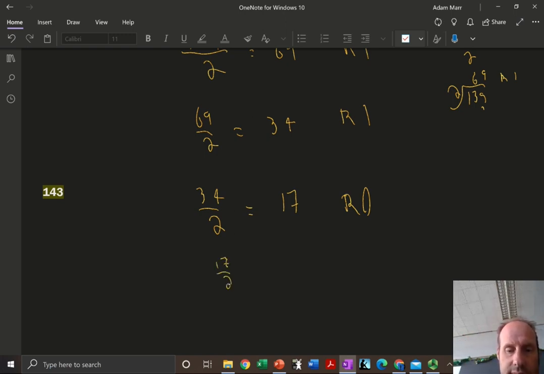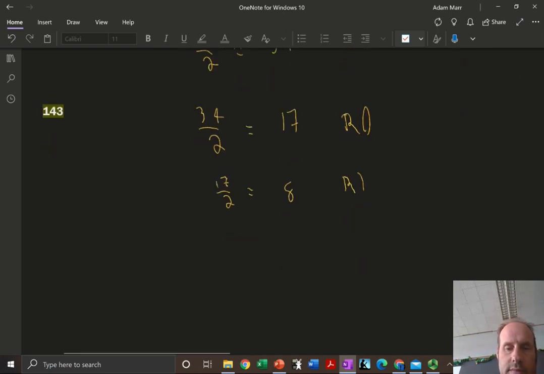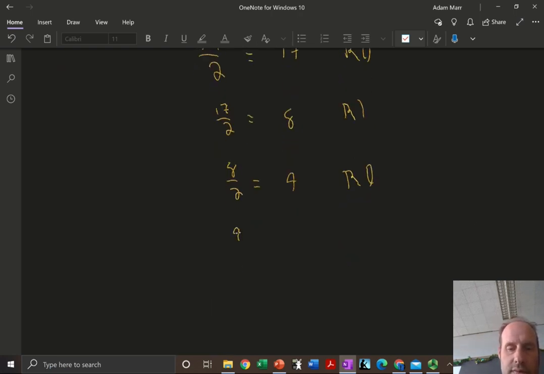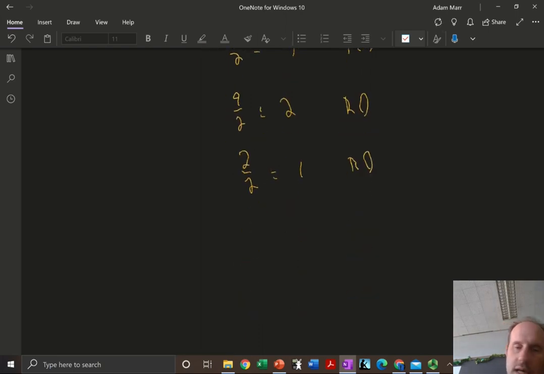17 divided by 2 is going to give you 8 remainder 1. 8 divided by 2 gives you 4 remainder 0. 4 divided by 2 gives you 2 remainder 0. And 2 divided by 2 gives you 1 remainder 0. And then you keep on going. 1 divided by 2 gives you 0 remainder 1. And then we can't go any more.